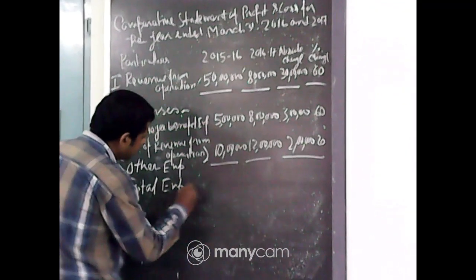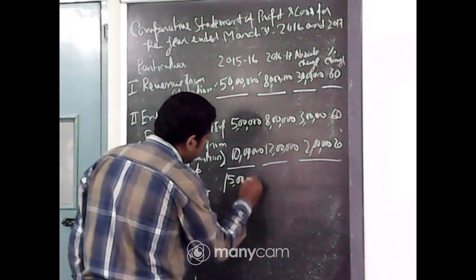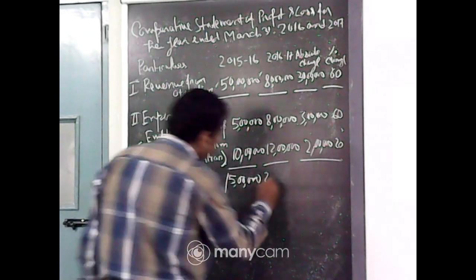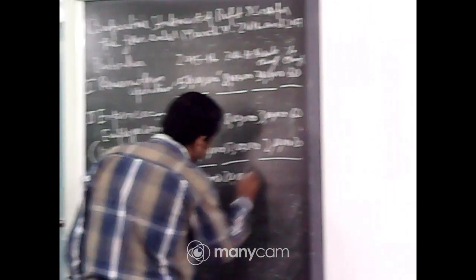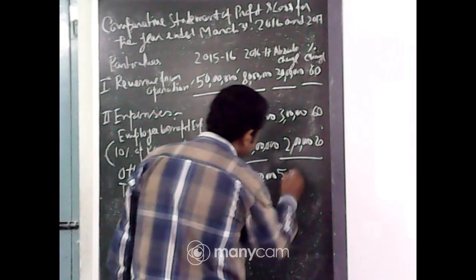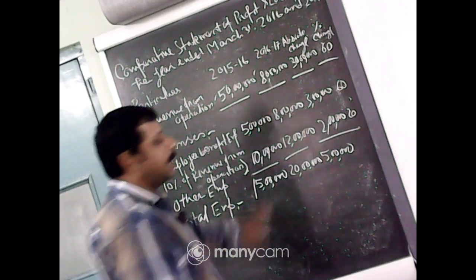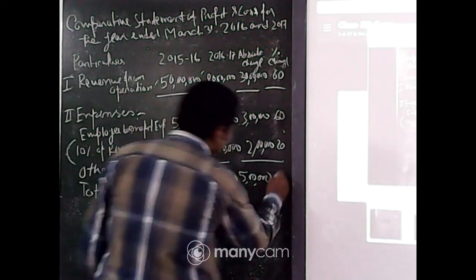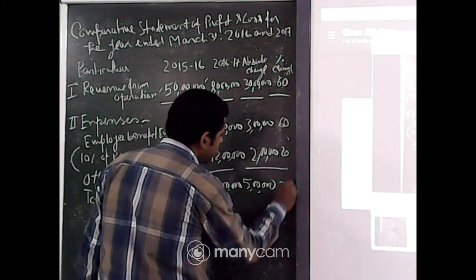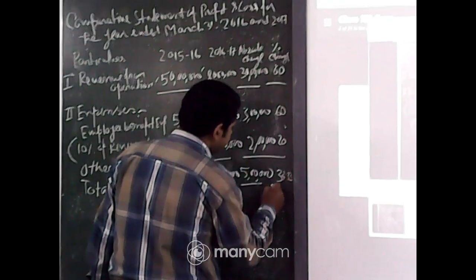Total expense is 15 lakh, 10 lakh plus 5 lakh, and 12 plus 8 is 20 lakh. There also you have to find the absolute change, that is 5 lakh, and 5 lakh divided by 15 lakh. What is the percentage change you have to find again, that is 33.3%. Okay, so this is the total expenses.